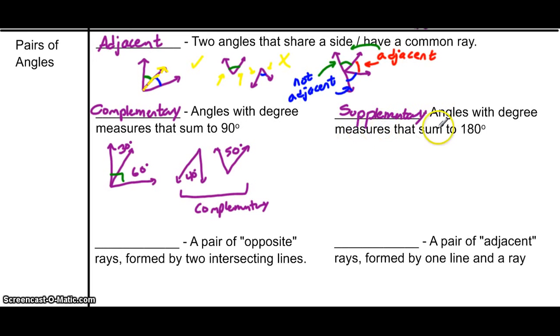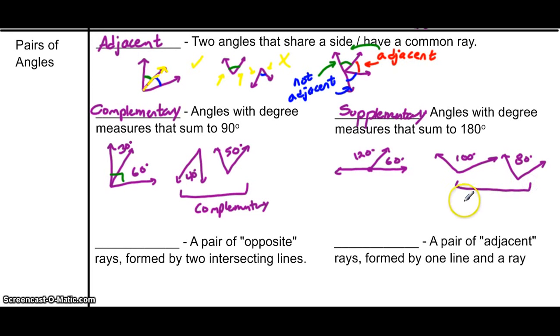On the other hand, supplementary angles are angles that sum to 180 degrees. So think about a straight angle. A straight angle is 180 degrees right here. And let's split that into maybe a 120-degree angle and a 60-degree angle. These two angles are supplementary because they add up or sum to 180 degrees. But just like before, they don't have to be adjacent. You could easily have a 100-degree angle and maybe an 80-degree angle right there. And together, these two angles would be supplementary because they add to 180 degrees.